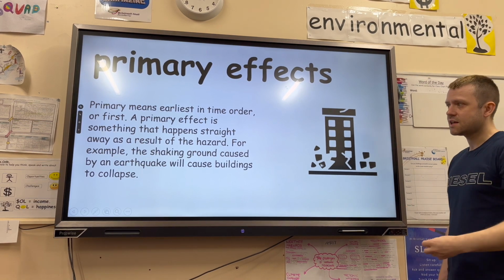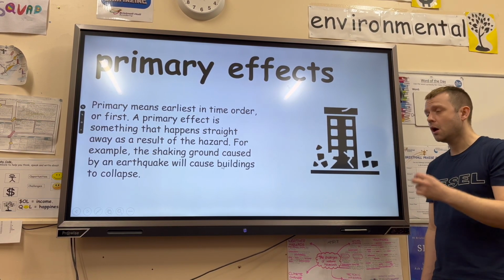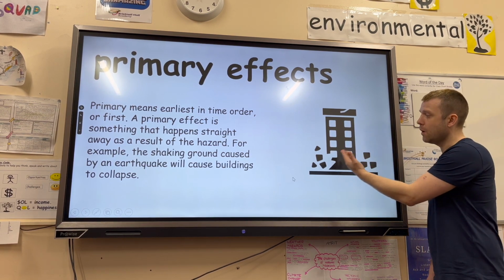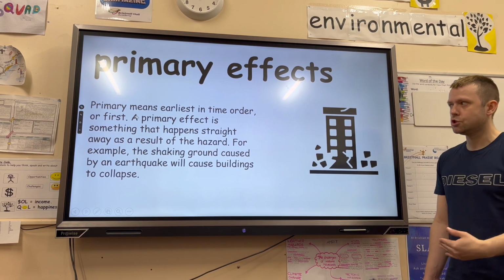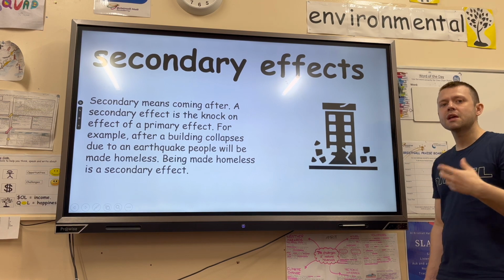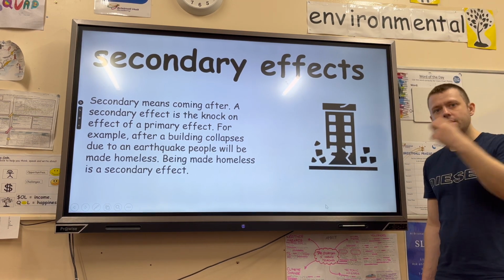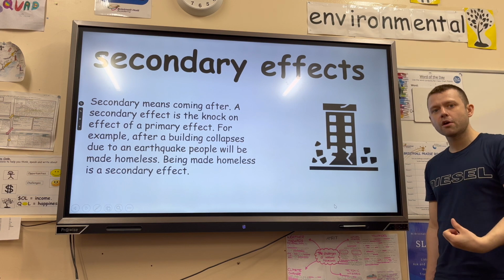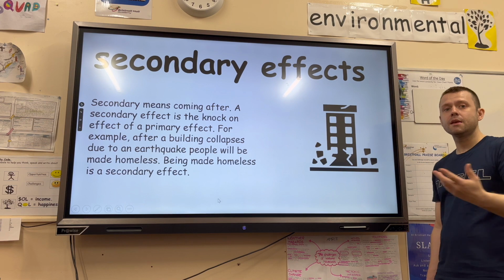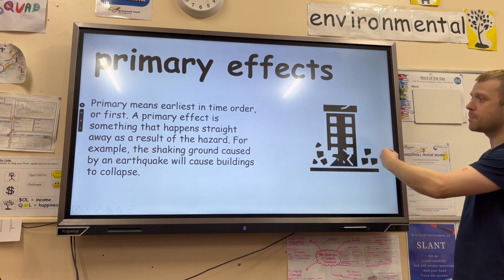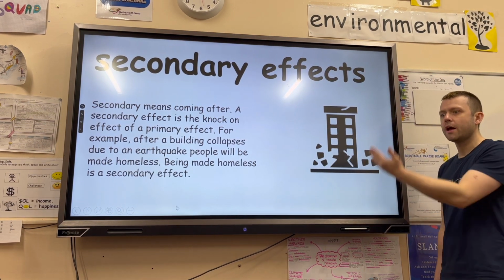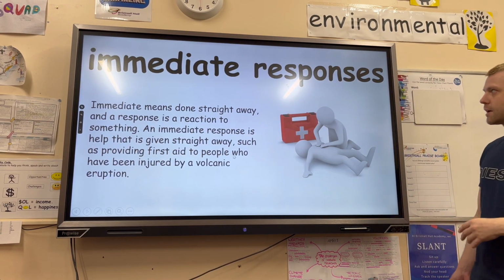Now, when there is a tectonic hazard, for example, shaking of the ground, a primary effect is something that happens as a direct result of this. For example, a building collapsing because the ground is shaking. So primary is something that happens straight away, whereas secondary comes after. So you went to primary school first, then you come to secondary school, sometimes referred to as a knock-on effect. So, because the building's collapsed, people are now homeless. Primary effect. Because the gas pipes broke, because the ground was shaking, the gas explosion and fire was secondary. So that's primary and secondary effects.